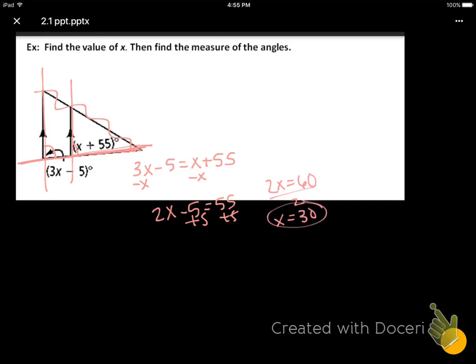Okay, then it says find the measures of the angle. So if I go ahead and plug it in, 30 plus 55 is 85, and since they're congruent, they should be the same. But you can go ahead and double check your answer. So 3 times 30 gets me 90, minus 5 is 85 again.